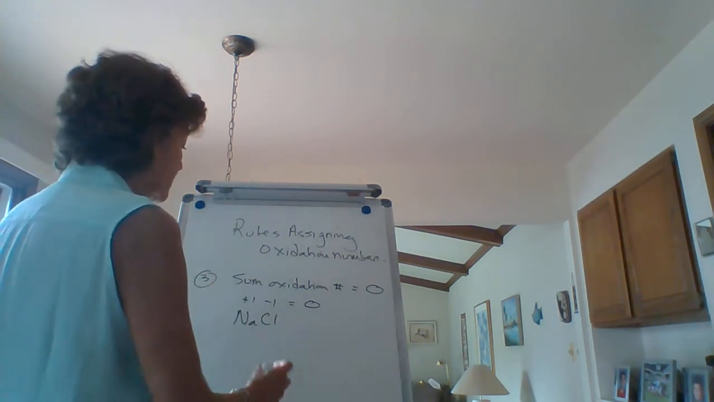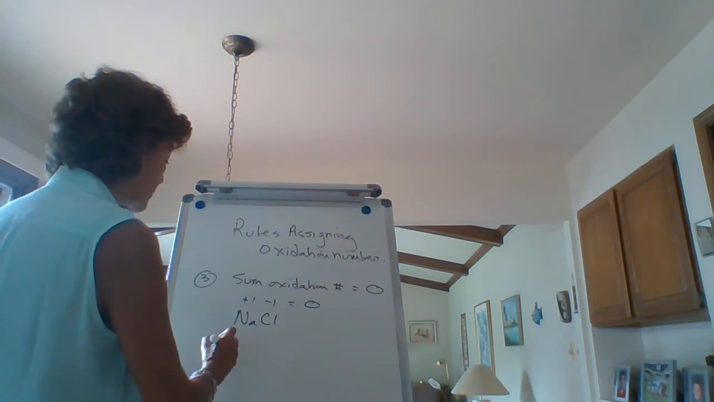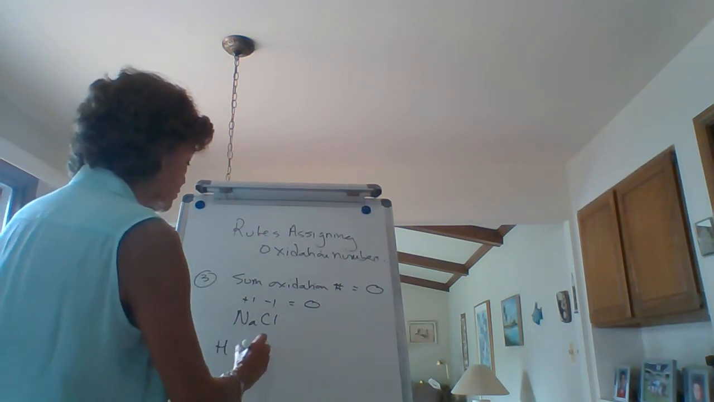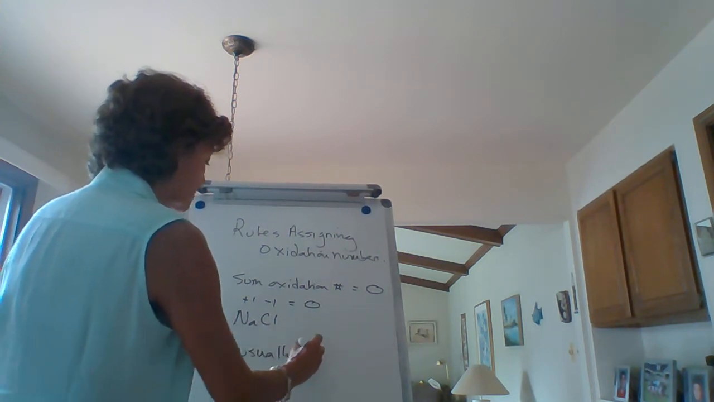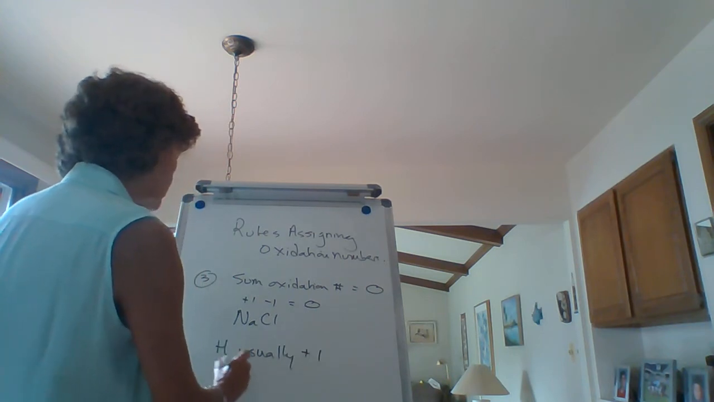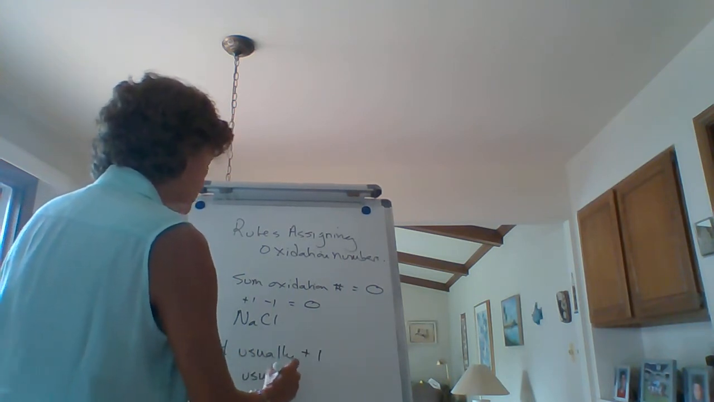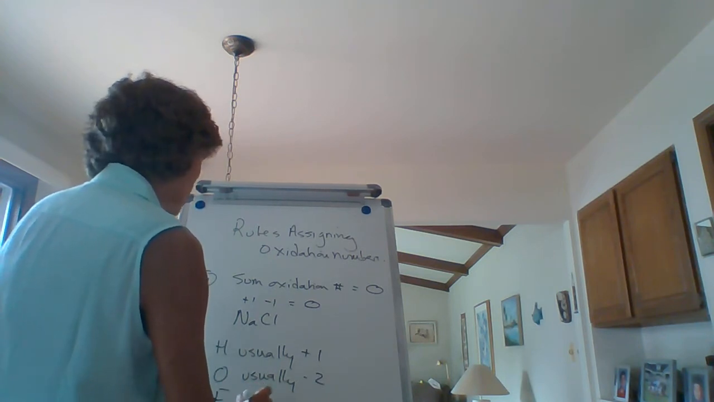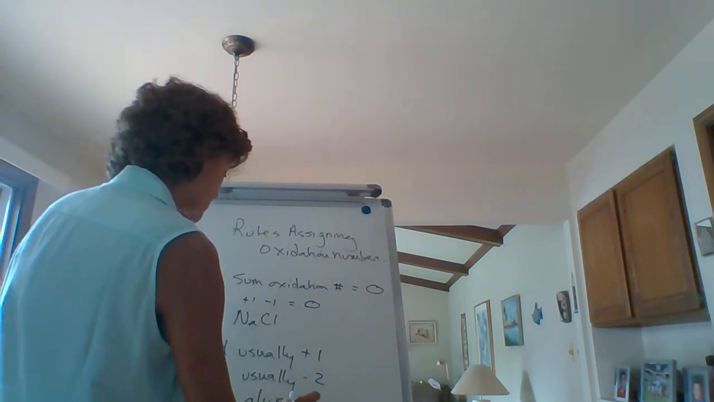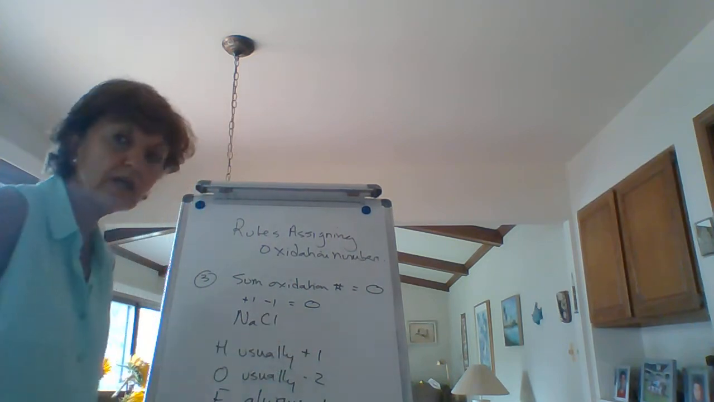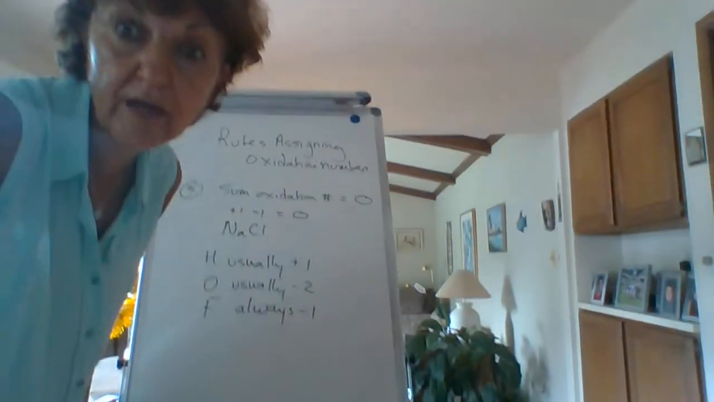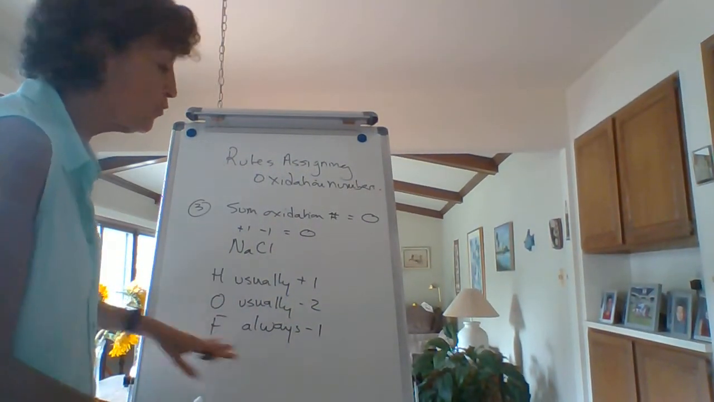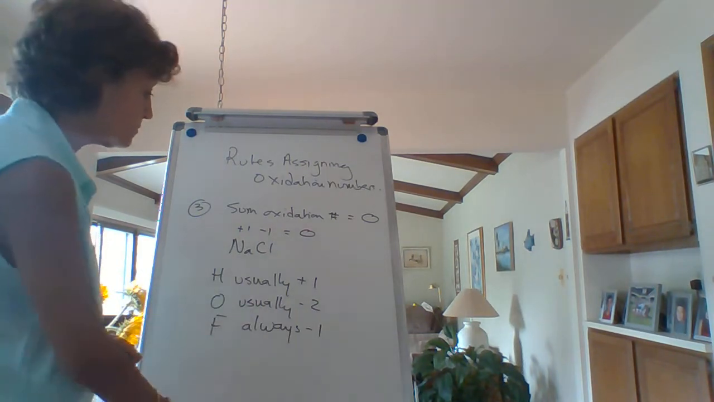Let's say you have a covalent compound. These are some rules that will help you out. Hydrogen is usually +1. Oxygen is usually -2. And fluorine is always -1. So if you're seeing these in covalent compounds, this rule is going to apply.